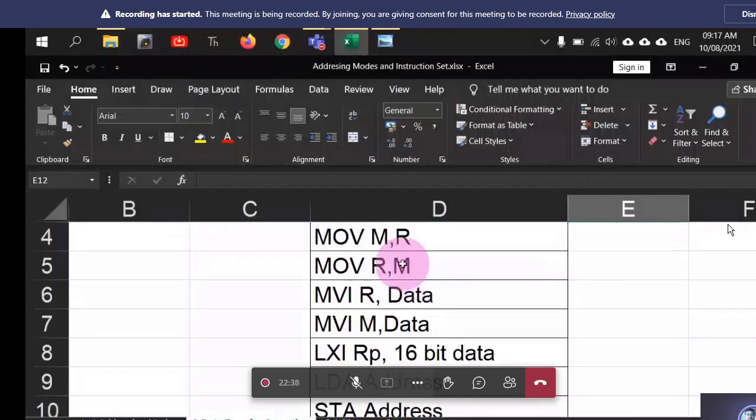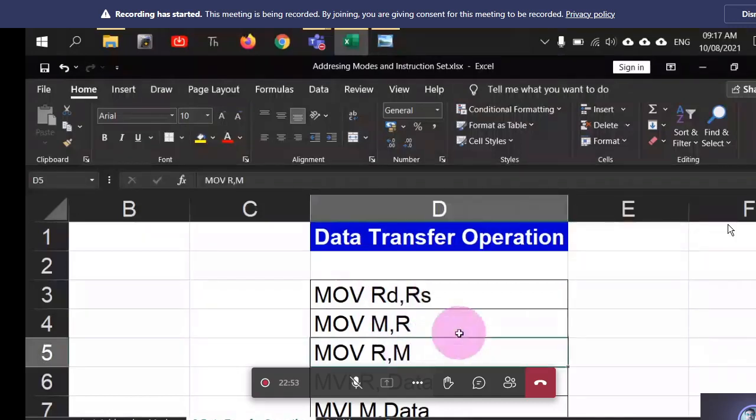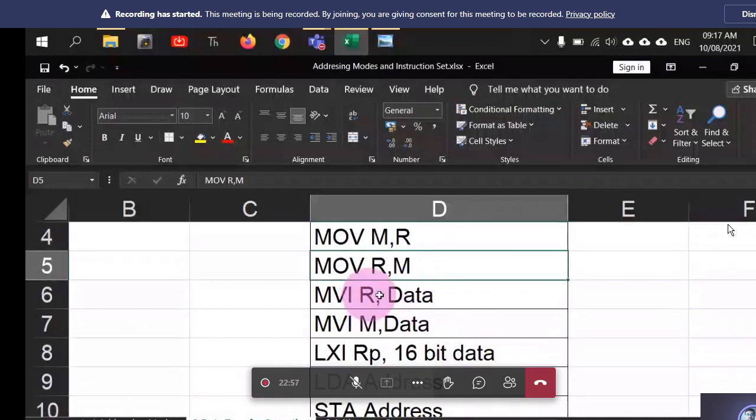Similarly, you have the command MOV M, R or MOV R, M. Since the address here is kept in the HL register pair, these are usually written separately, although they have the same format, Rd, Rs. We are already aware of the MOV command, so I'm not elaborating further. Then MVI R, data. We have also used this command very frequently. It moves 1 byte of data into the register that has been specified.